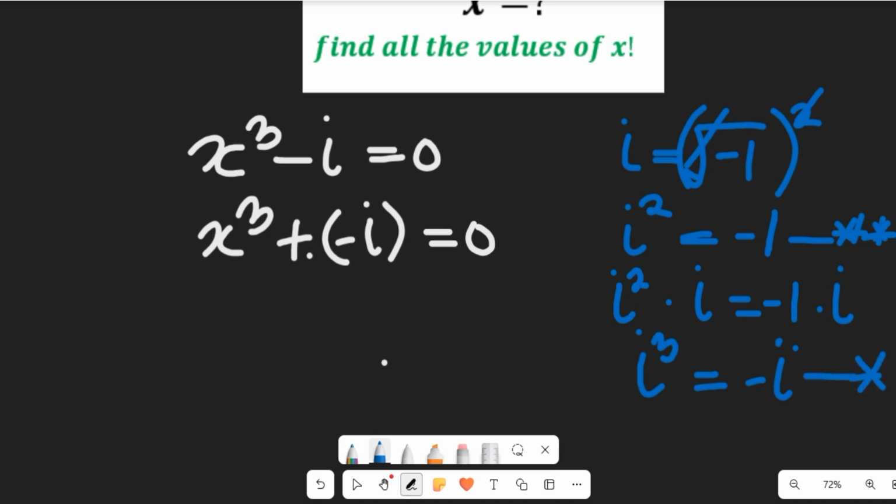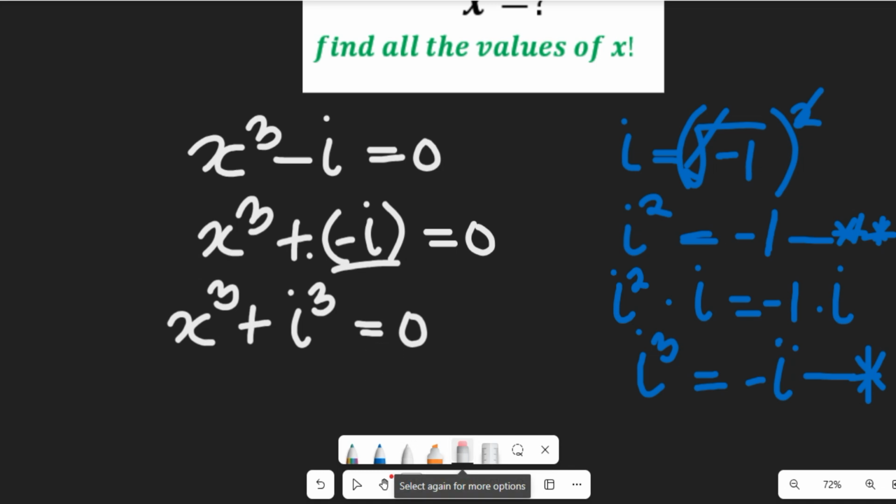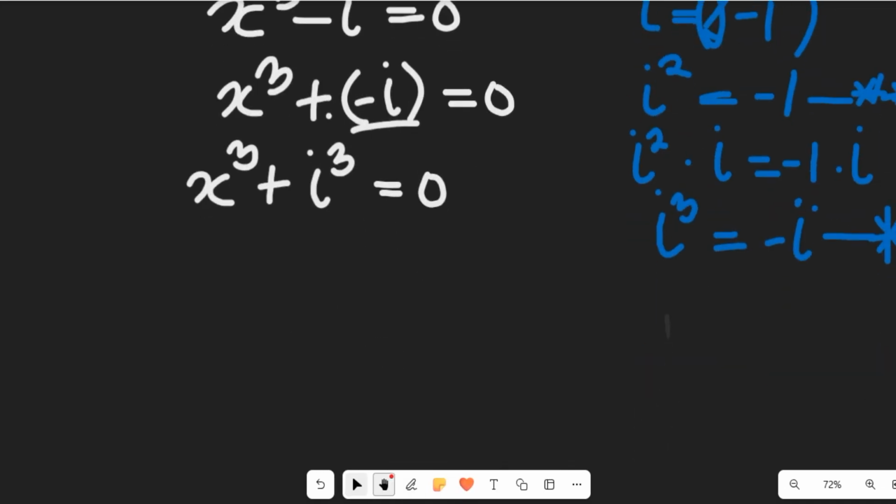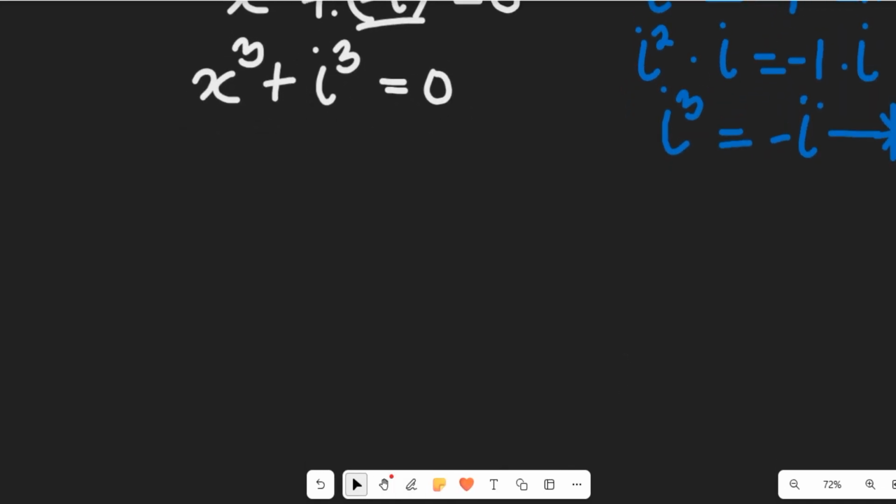So I go hold this one well well. Now I go apply for that my question. So if I apply am for that my question, that means i to the power of 3 go replace this negative i wey I get here. So the next step go be i to the power of 3 plus i to the power of 3, and this one go dey equal to 0. So we get x to the power of 3 plus i to the power of 3 equal to 0.